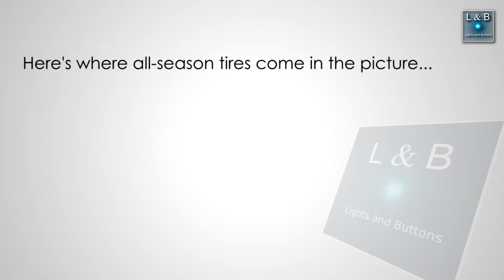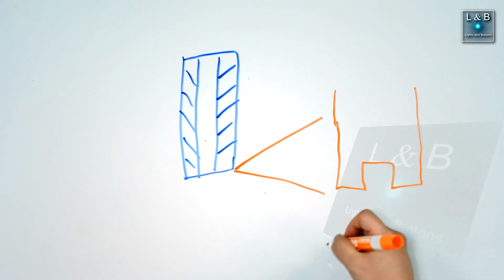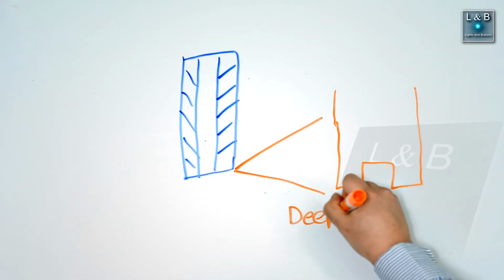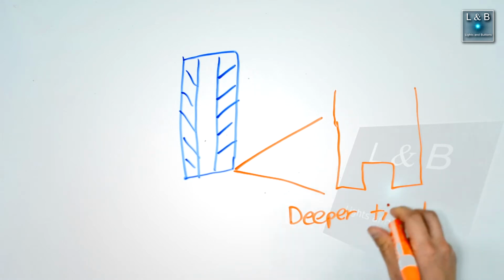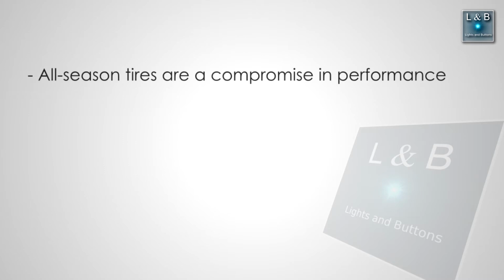Now that we've discussed the difference between the winter tires and the summer tires, let's talk about all-season tires. All-season tires are more of a compromise. When we talk about the tread, how can you have a tread that's shallow and deep at the same time? We talk about the tire width. How do you have a tire that's wider and narrower at the same time? So you always find something that's in between. It's like the jack of all trades, master of none.